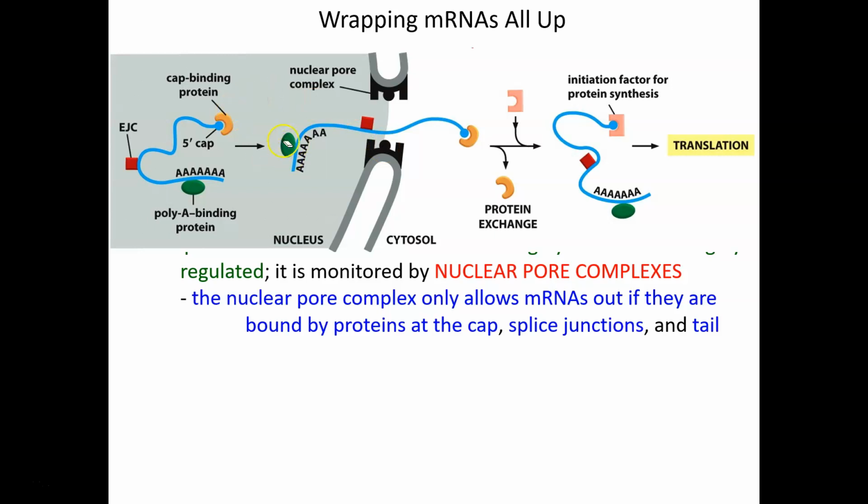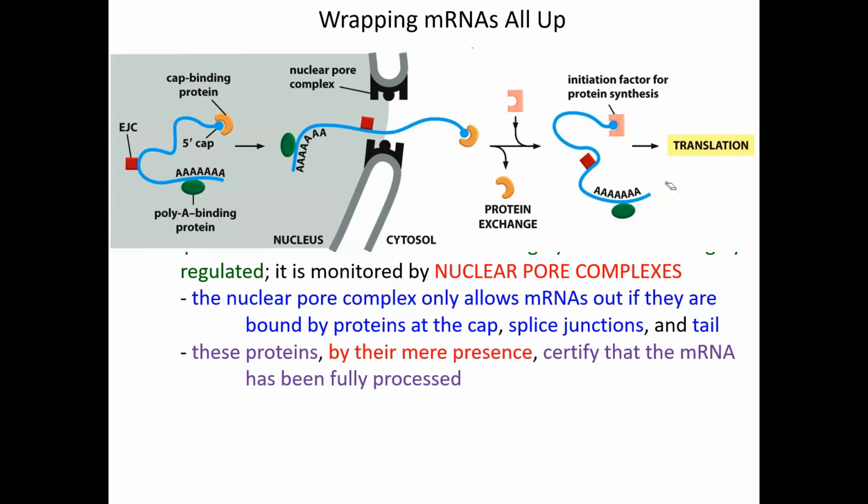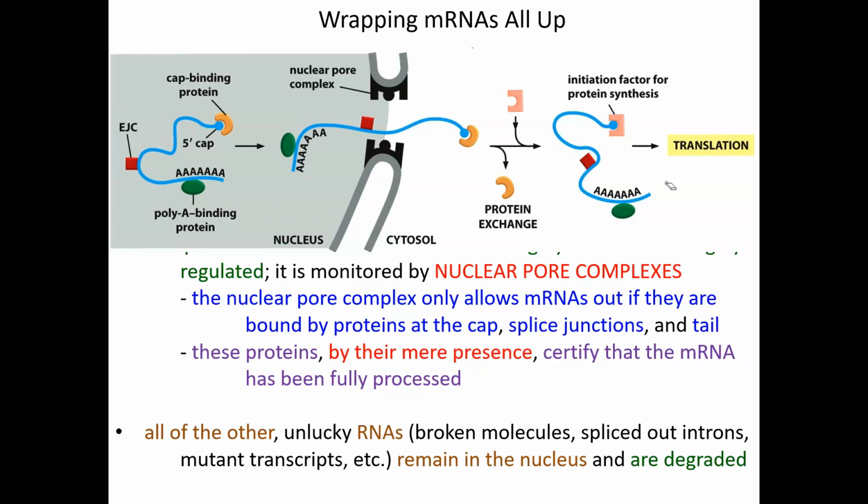So only messenger RNAs with poly A binding proteins, with cap binding proteins, and with these exon junction complexes, these splice junction proteins, show the cell that all three of those processes occurred, that messenger RNA is quality controlled, and it can leave the nucleus for translation. So these proteins, just by their mere presence on the messenger RNA, certify that the messenger RNA has been capped, tailed, and spliced, and is ready for translation. Any messenger RNA present in the nucleus that doesn't contain all of these three proteins fails the quality control check, and it will be recycled for its basic building blocks.